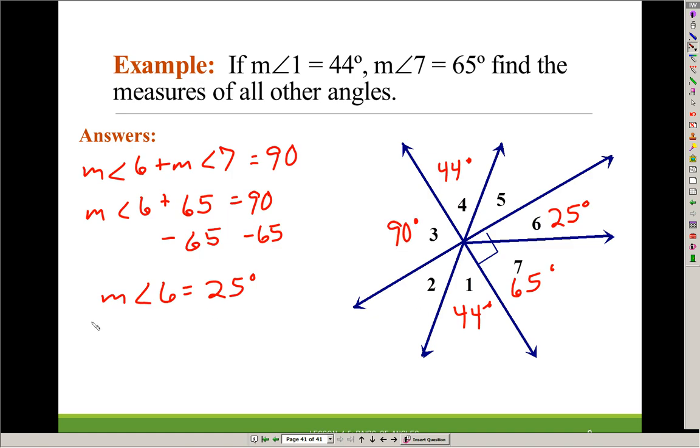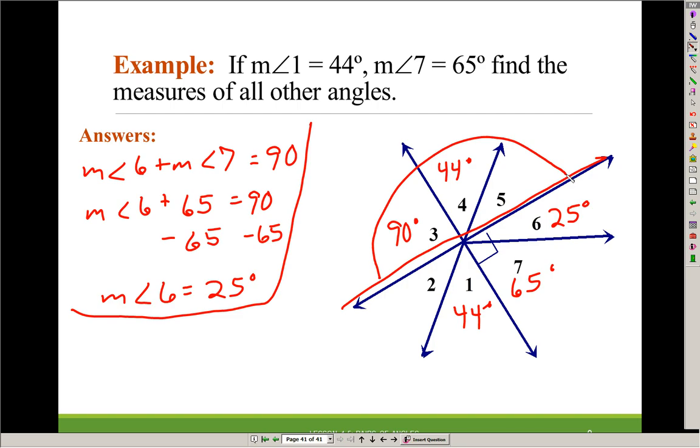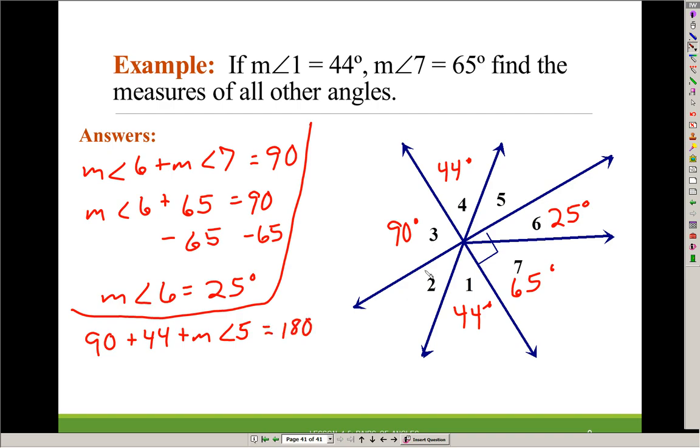And there's a few ways of looking at what we have left. What I see is a straight line right here. And I see 3 angles that make that straight line. There's 180 degrees there. So I can add up 2 of them plus the missing one to equal 180 and find out what that missing one is. So if I have 90 plus 44 plus the measure of angle 5, that equals 180. These 3 angles add up to a straight line, 180. So that's 134 plus the measure of angle 5. Subtracting 134 from each side gives you 46 degrees. So this is a 46-degree angle.